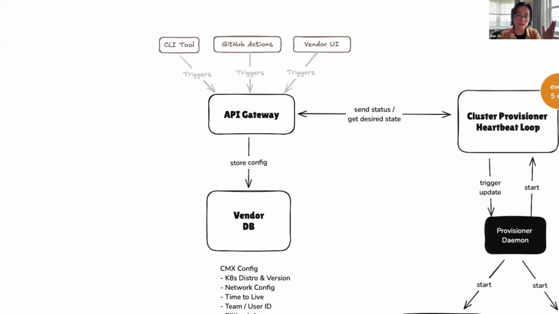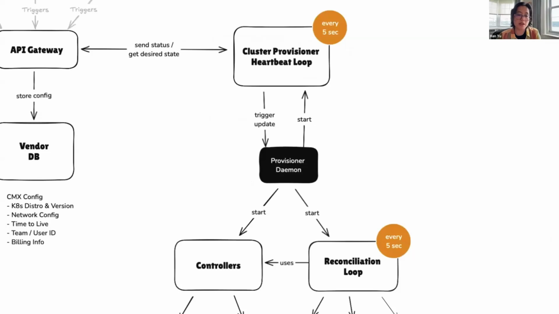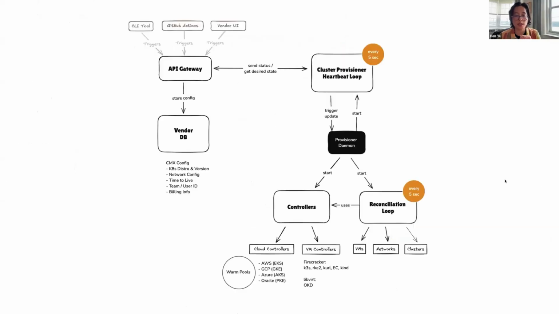We know that the inputs can change at any time. So CMX has a cluster provisioner that checks your desired state on a loop every 5 seconds. And we have controllers that manage the resources for you, cloud controllers that manage AWS, GCP, Azure, Oracle.